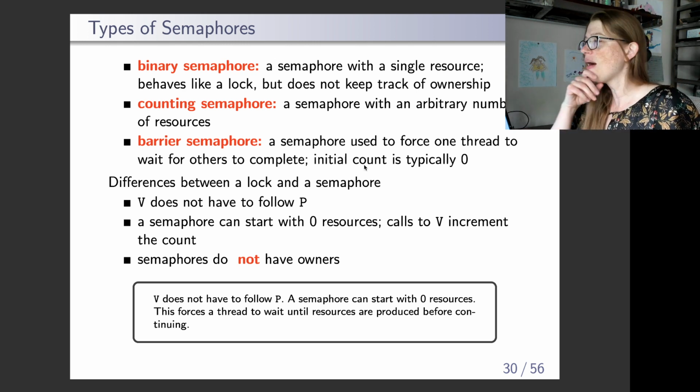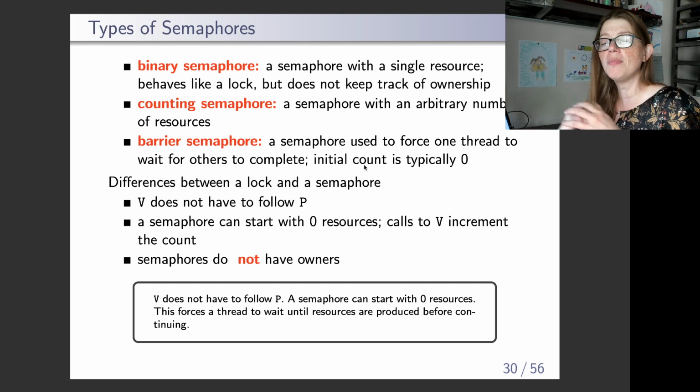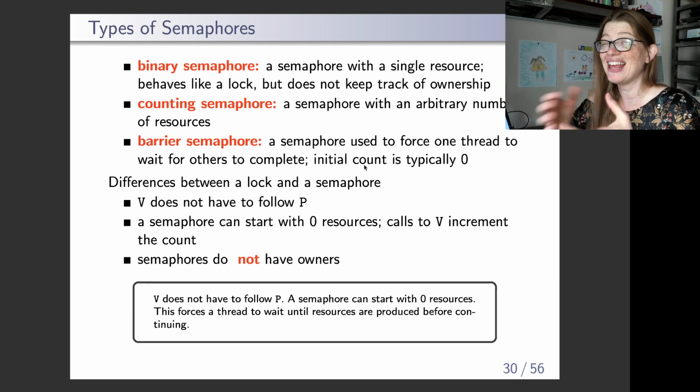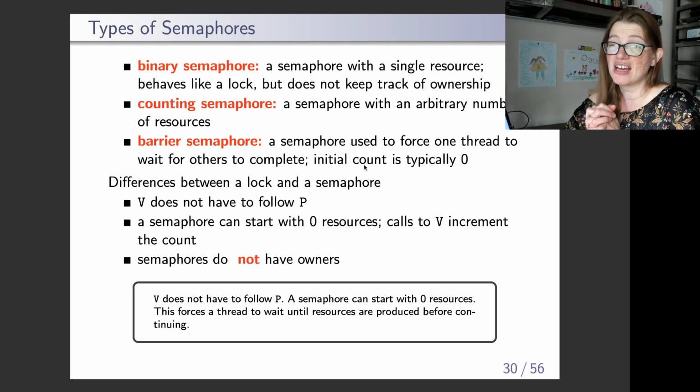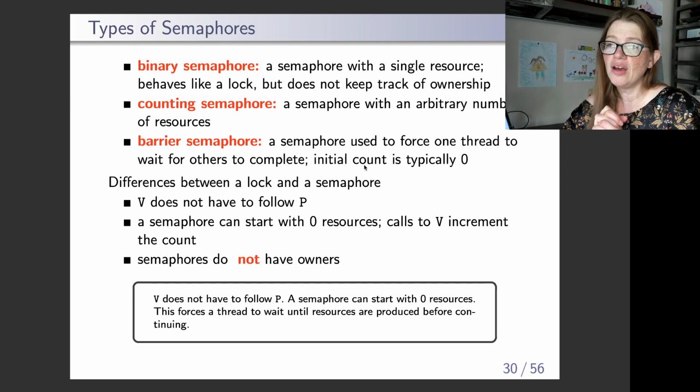The other thing about a binary semaphore is that it doesn't have a concept of ownership. With a lock, we keep track of the owner because we don't want anyone who doesn't own the lock to try to unlock it, because they could let themselves into the critical section. Semaphores don't care about ownership, and anyone can release or call V on a semaphore, which means that if you're using a semaphore as a lock, you need to be very careful about ownership.